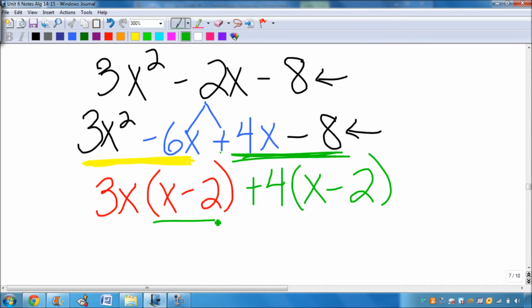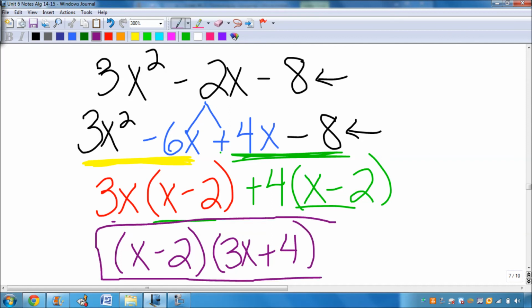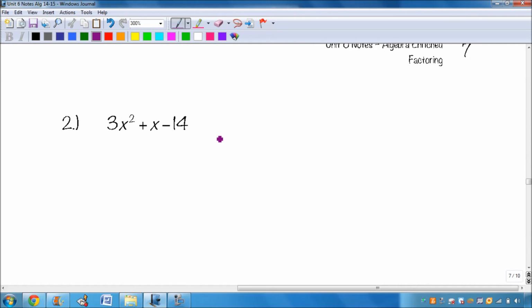So what's in common? Well, we have x minus 2 in common. What's left over? Here we have a 3x left over. Here we have a positive 4 left over. So this is my final answer for this question right here. All right, let's take a look at number 2. Number 2 says 3x squared plus x minus 14.